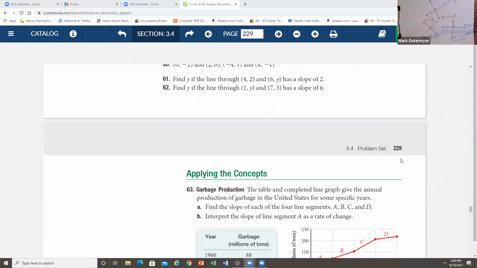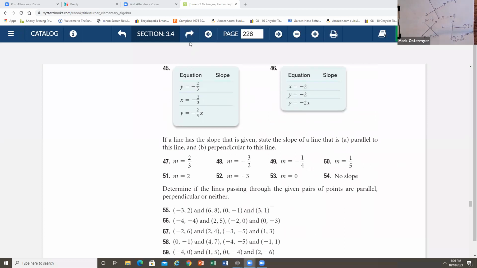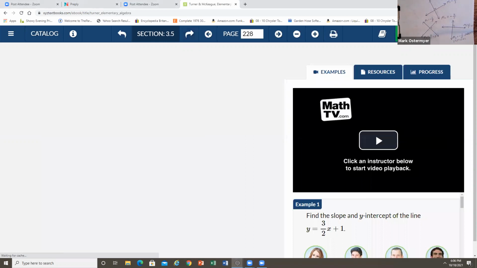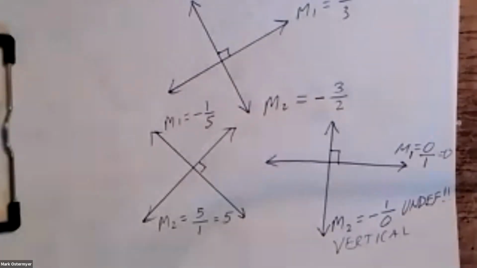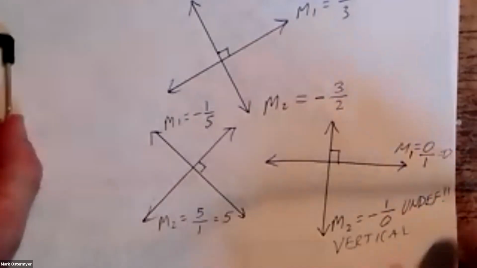All right. Well, let's put that section to rest now, ladies and gentlemen. That's the end of section 3.4. 3.5 is entitled slope intercept form. We're going to show you another way, ladies and gentlemen, to graph a linear equation in the XY plane.